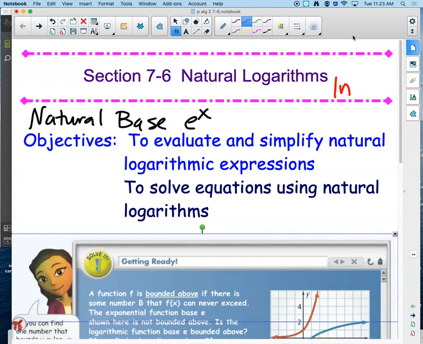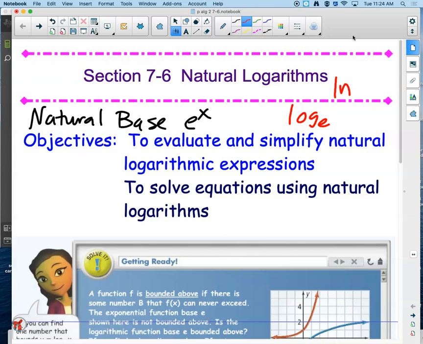So does that mess up all our rules, that if the bases are the same, they'll cancel each other out? The answer is absolutely not, because even though natural log is written this way, this is what it really is. Made my e too big. Logarithm base e. So when we use it to solve, we're going to change it to logarithm base e.